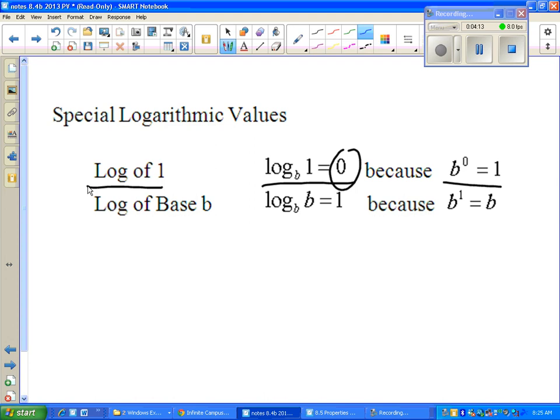The second point we'll always have is log base b of b. If the base and the argument match, the answer is always 1 because b to the first equals b. This is the second thing we will always use. Log base b of b equals 1. We can graph these points really easily. How are we going to do this? Let's talk about how this works.